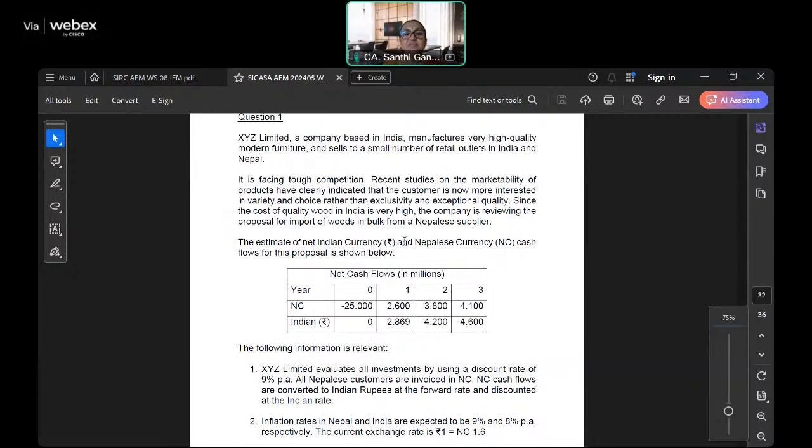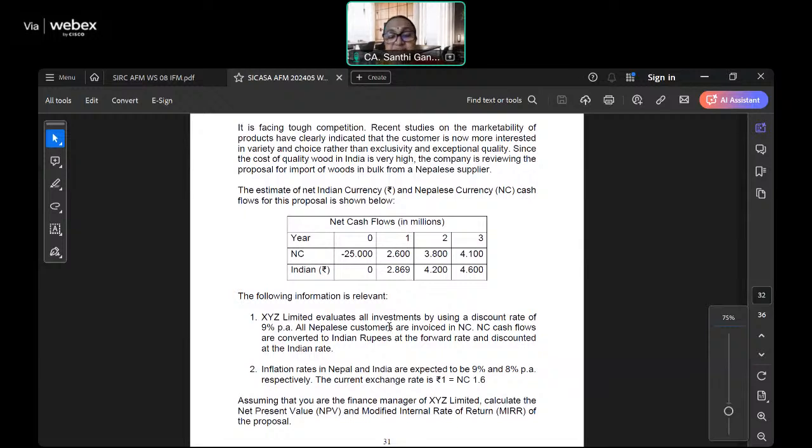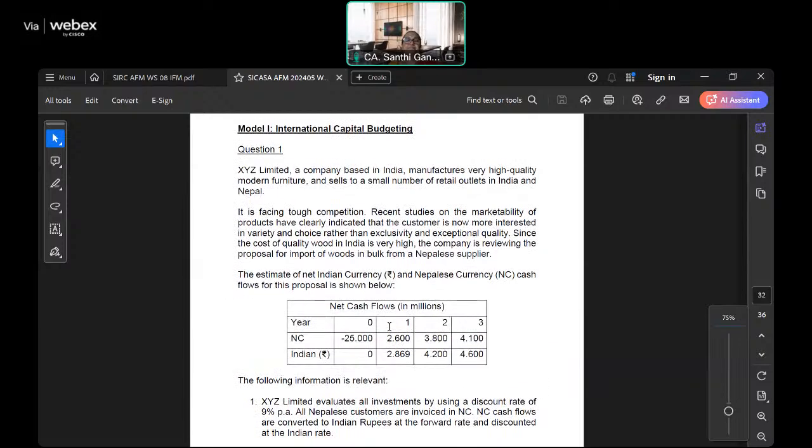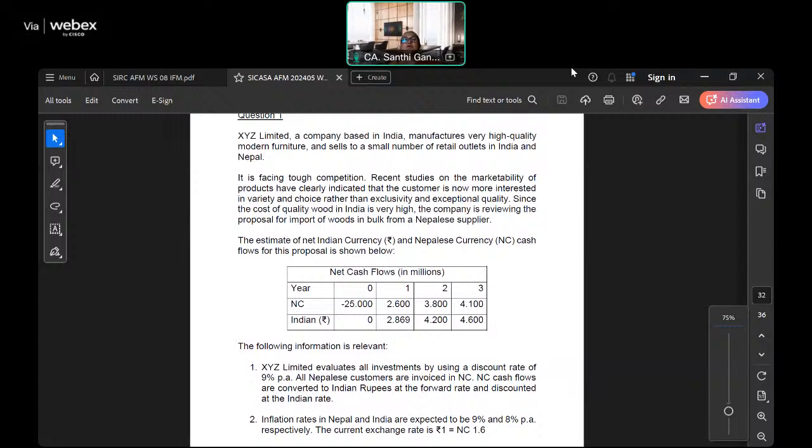This is the problem we have to do. Assuming that you are the finance manager of XYZ Limited, calculate the net present value and modified internal rate of return of the proposal. You have to find net present value and you have to find modified internal rate of return. So first of all, what is internal rate of return? What is modified internal rate of return?